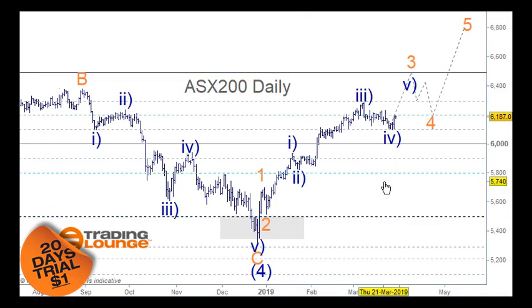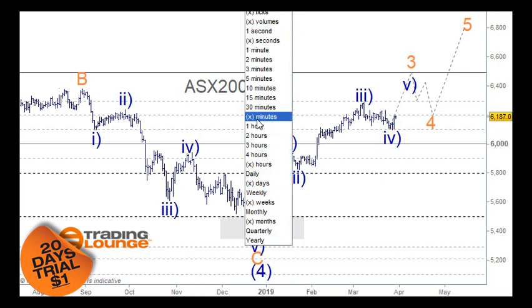The other bullish count that I've got for this to the upside can have this orange wave 4 sitting in here. It's not a big deal at this stage. Let's go in and have a look.